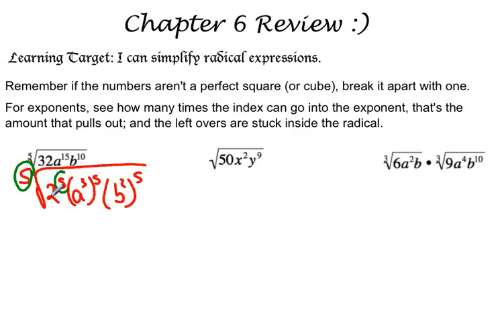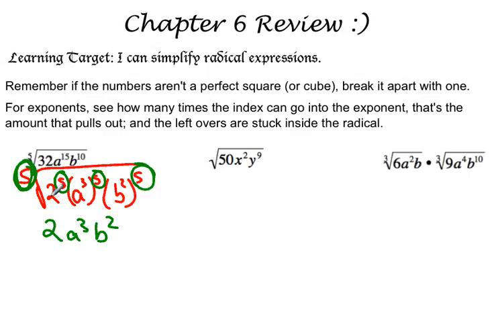So a 5th root and a 5th power cancel and you're left with 2. The 5th root and the 5th power cancel and you're left with A cubed. The 5th root and the 5th power cancel and you're left with B squared. So we're left with 2A cubed B squared.